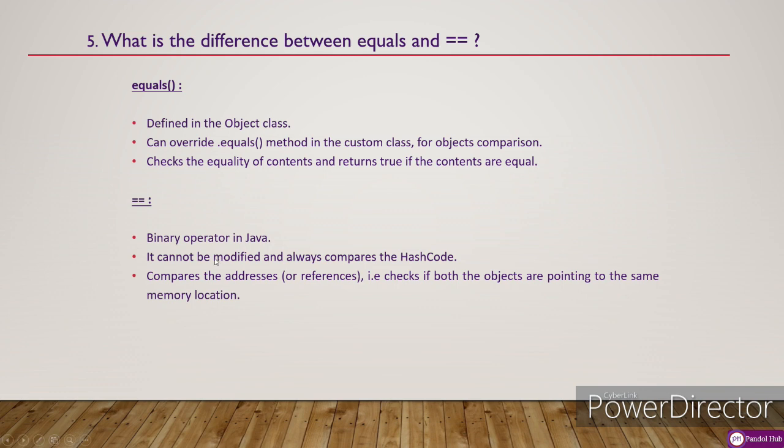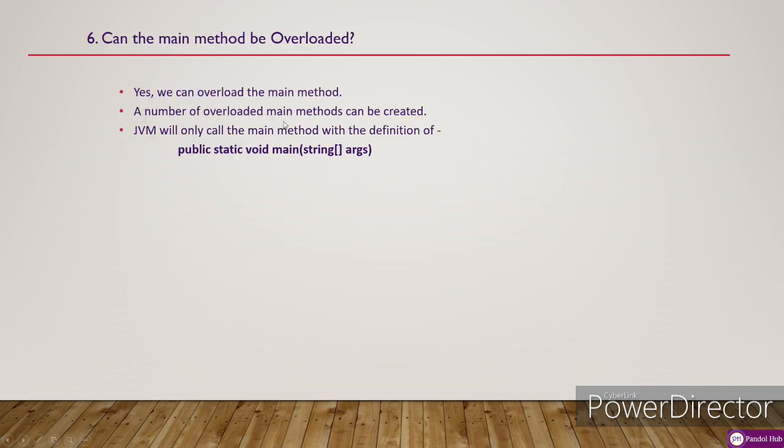So the hash code represents, it compares the addresses or references of the variables or the objects to which they are pointing to. So when you have two variables being compared using the equal to, their memory location, so the memory location of the objects to which they are pointing are compared instead of comparing their content. So the next question is, can the main method be overloaded?